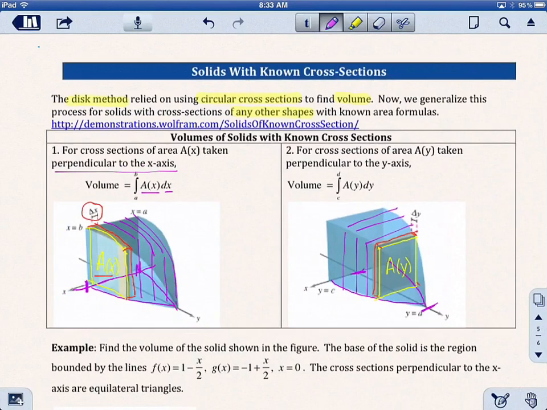Now, in looking at these two drawings, if we wanted to find the volume here, in my opinion, it would be tough to find a formula for A(x) because you can see that it's curved right here. Now, finding A(y) would be a little bit easier because this is just a square. So if we know the base down here, then we also know the area of the square. So those are going to be the tricks that we have to look at when finding volumes of solids with known cross sections.